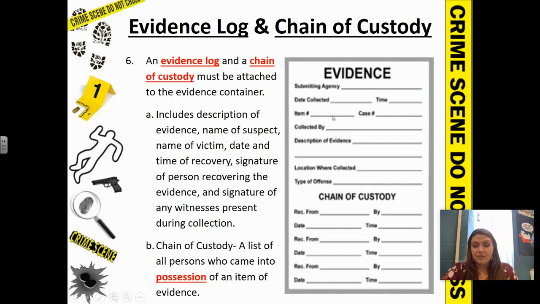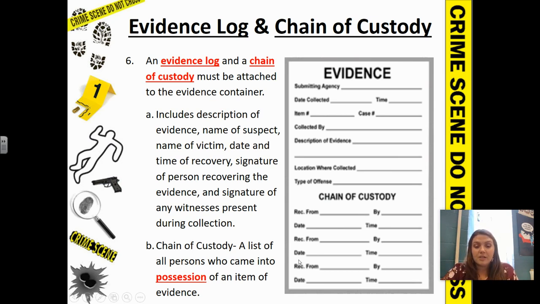So that's what I was talking about for this evidence log. There are these evidence log stickers on every piece of evidence that you have, and you have to create this paper trail of a chain of custody of who had it when. It includes a description of the evidence, the name of the suspect or the victim if it came from them, date and time of recovery, the signature of the person recovering the evidence, and the signature of any witnesses present during the collection. If anyone else was there, then you sign it as well.